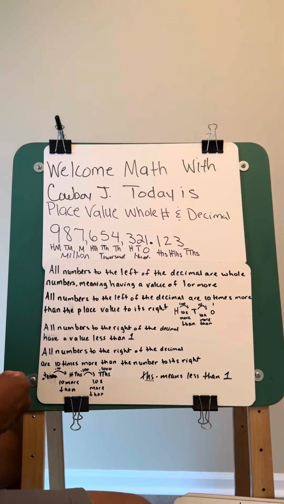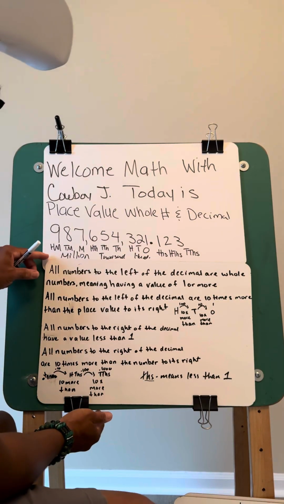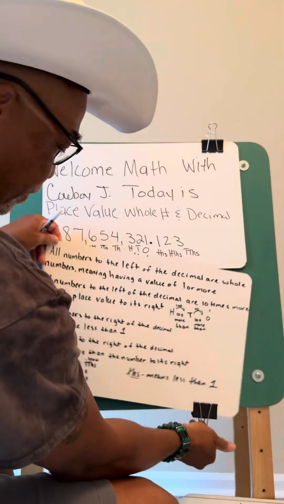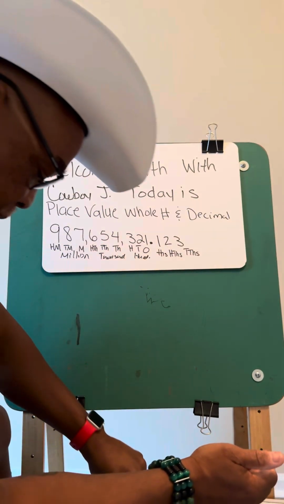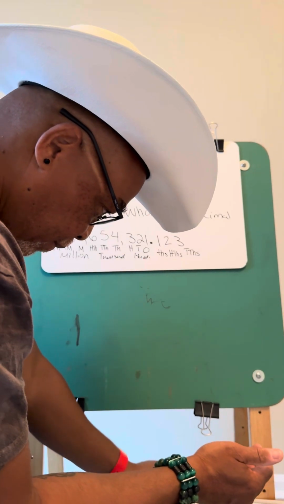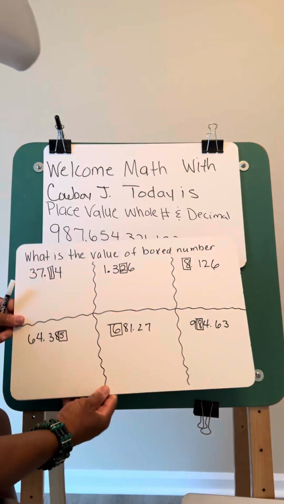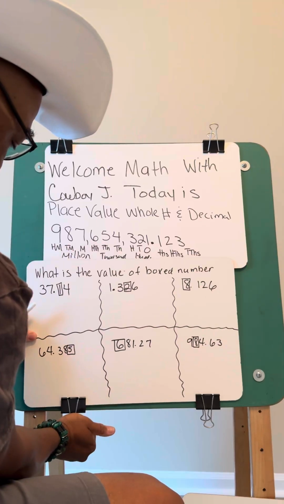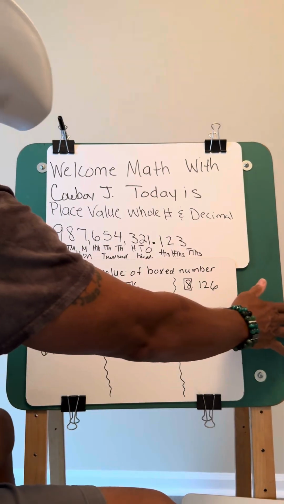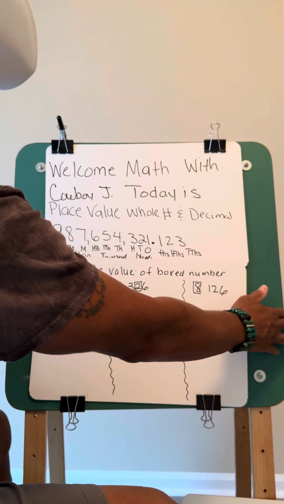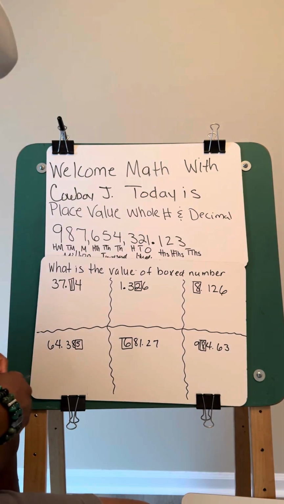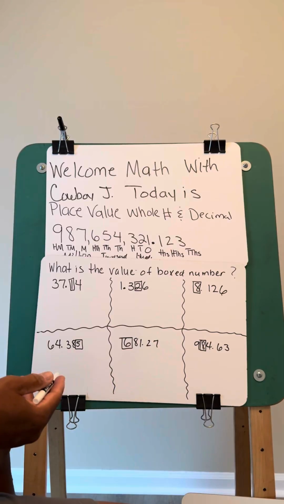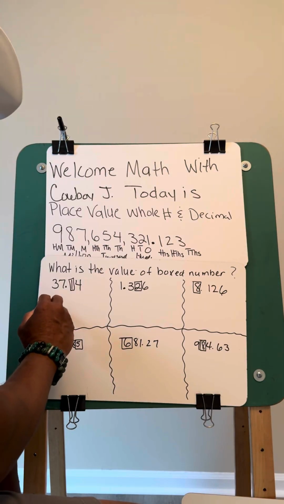So let's get into how to find this value. Let's get into the meat of it. So it simply asks, what is the value of the box number? To do that, we're going to draw a box place value.